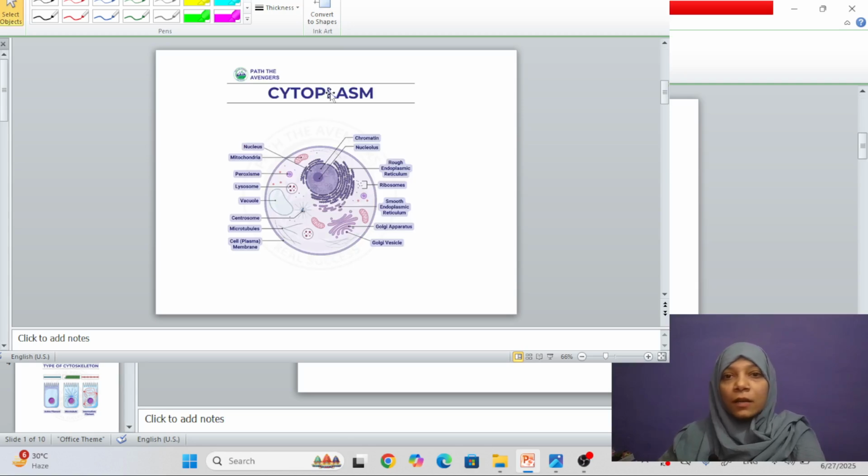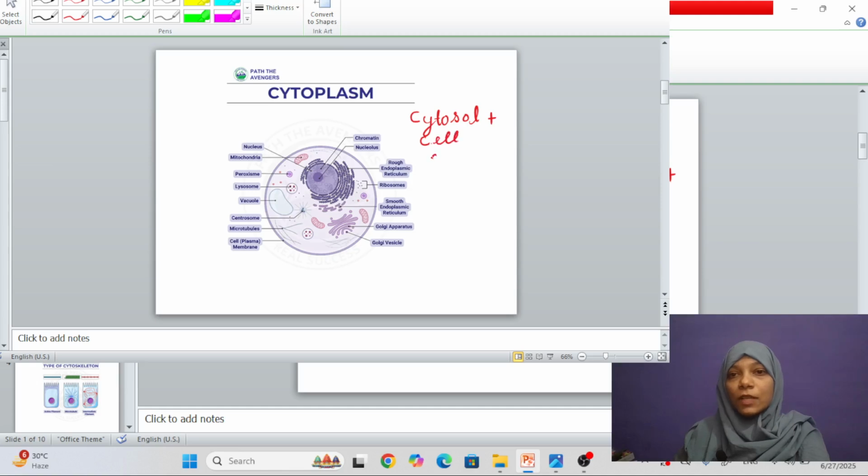We have already discussed the cytoplasm. What is cytoplasm? The liquid portion of the cell, the cytosol, plus the cell organelles, is known as cytoplasm. Now we are going to discuss the cell organelles.